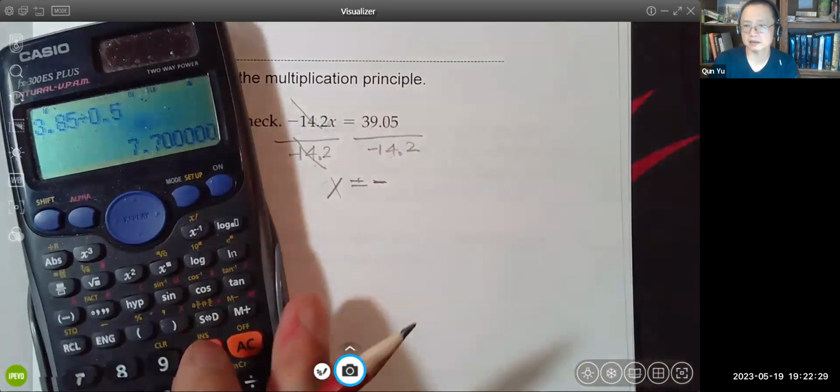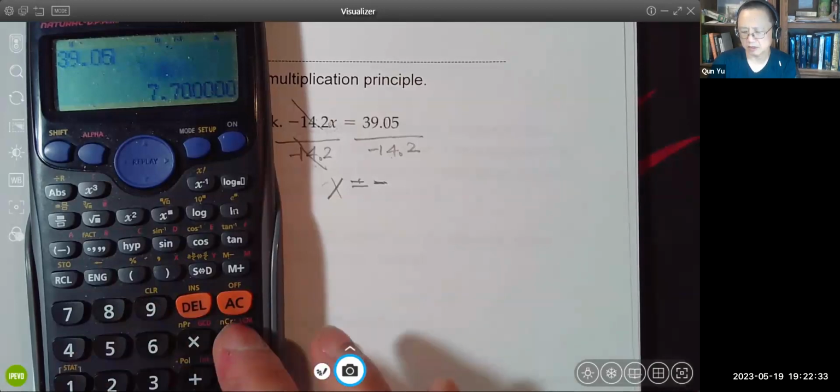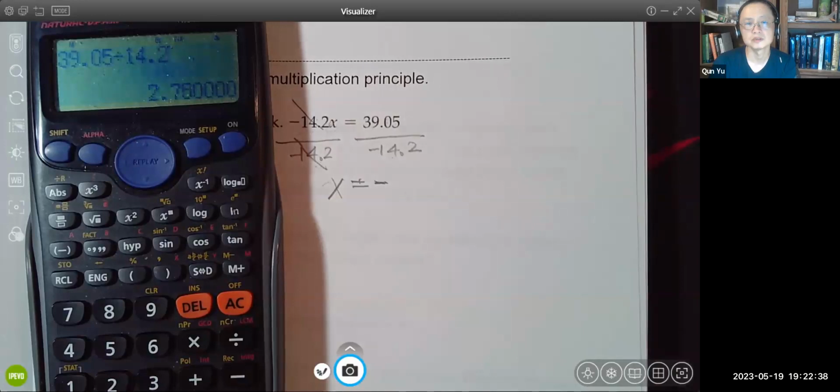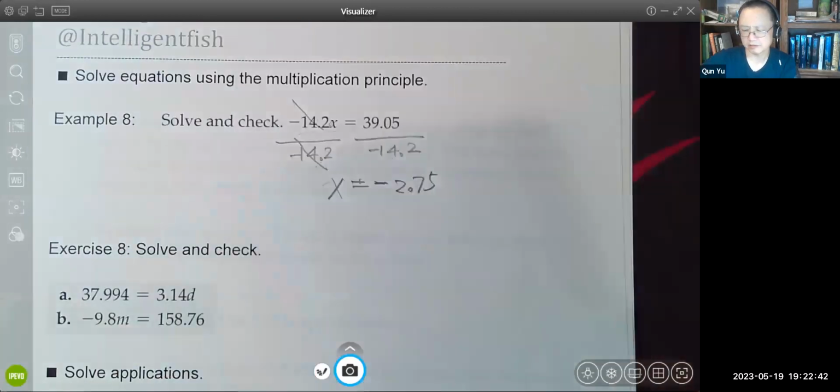So we get 39.05 divided by 14.2, which is 2.75. So we solved it.